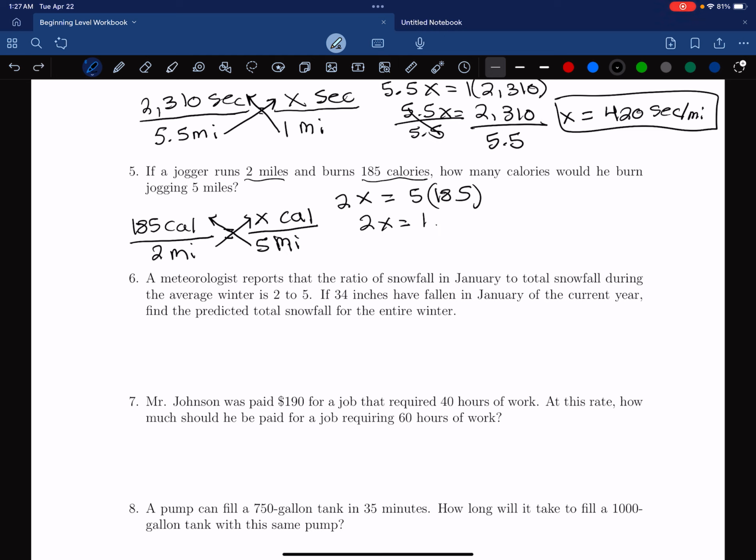My apologies, I miscalculated that. Let me get my calculator out here real quick. So 5 times 185 is 925. And then to solve for x, we're going to divide both sides by 2. So x is 925 divided by 2, which is 462.5 calories.